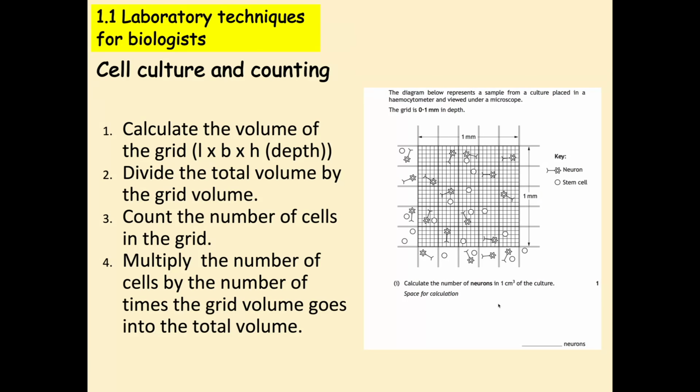So next we count the number of cells, okay? In this case, it's asking for neurons. So we count the neurons. There's 1, 2, 3, 4, 5, 6, 7, 8, 9, 10, 11 within the grid, okay? You'll notice there's a few outwith the area that we're concerned with. We can ignore those, okay? We're just going to be concerned with the 11 that are inside of it. Now, if there are 11 in this grid, and we know that this grid goes into the total volume 10,000 times, we're going to do 11 times 10,000, and that will give us an answer of 110,000 neurons in 1 centimeter cubed of the culture. Okay, there's loads more of these in past papers and so on if you want to go and practice them a bit more, but that's how you work that out.